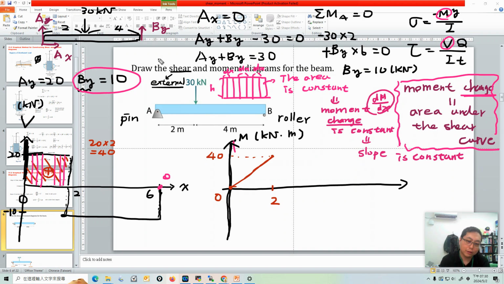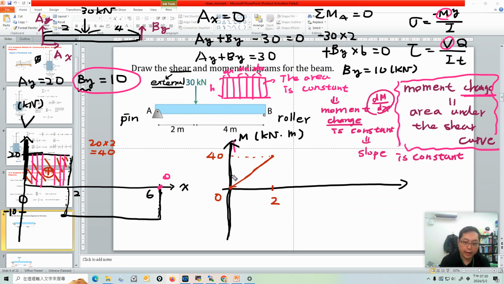Compared to using the mathematical formula to draw the shear moment diagram. The tiny area is the same, so the moment change is a constant. The tiny area is constant, that means the moment change dM over dx is constant. That means the slope is constant, so the curve will look like this. So between 0 and 2, the moment changes from 0 to 40.